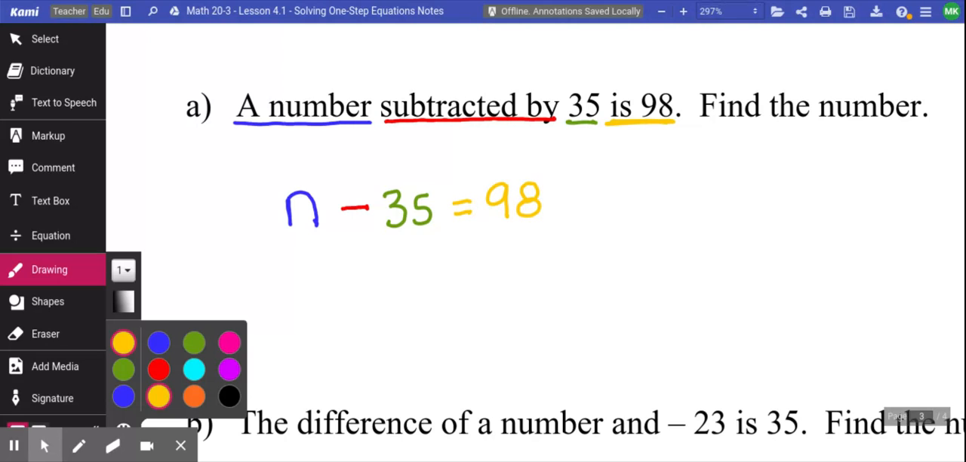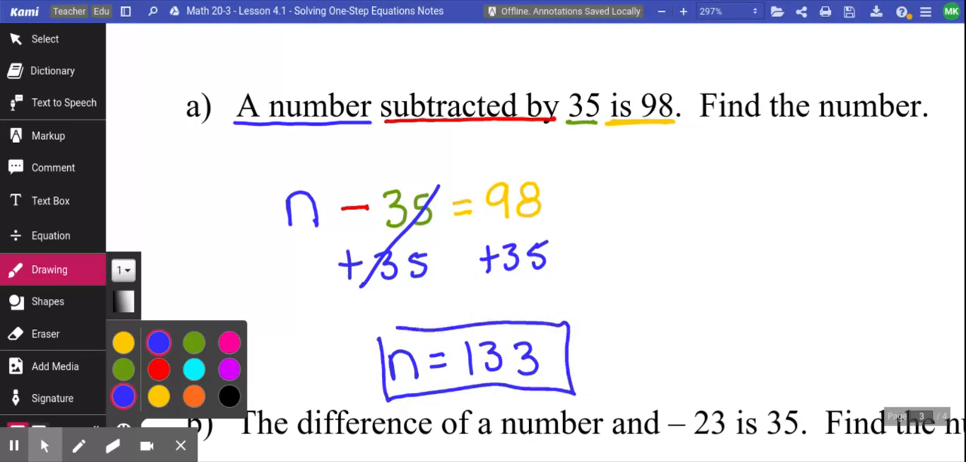So I've tried to color code it so you can see how to build it, right? A number subtracted by 35 is 98. From there, you can solve it by doing opposite operations. So for this question, I would have to add 35 because the opposite of subtracting is adding. This gives me n equals, what'd you get, 133? That means that number is 133. So build the equation, solve the equation. And you build by reading.